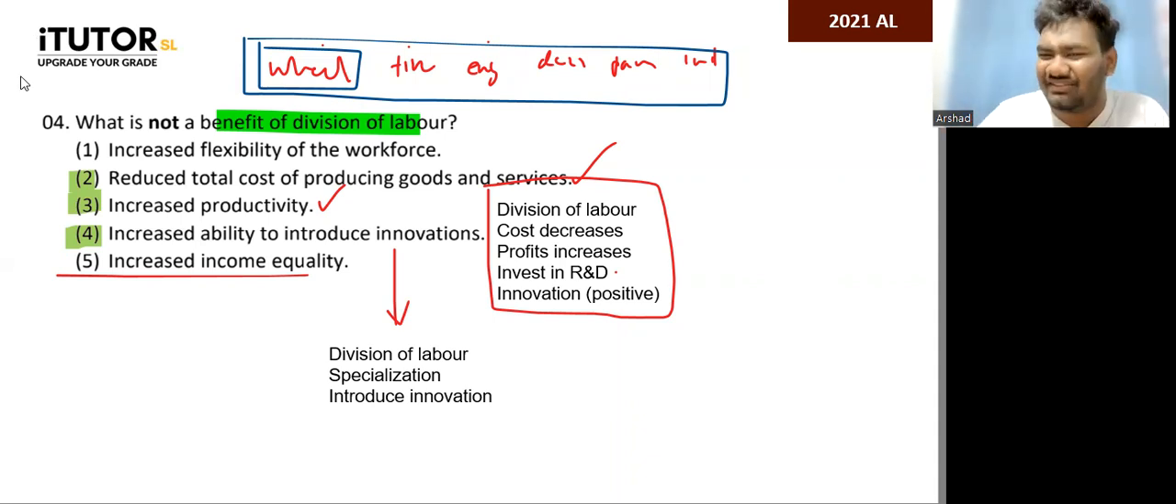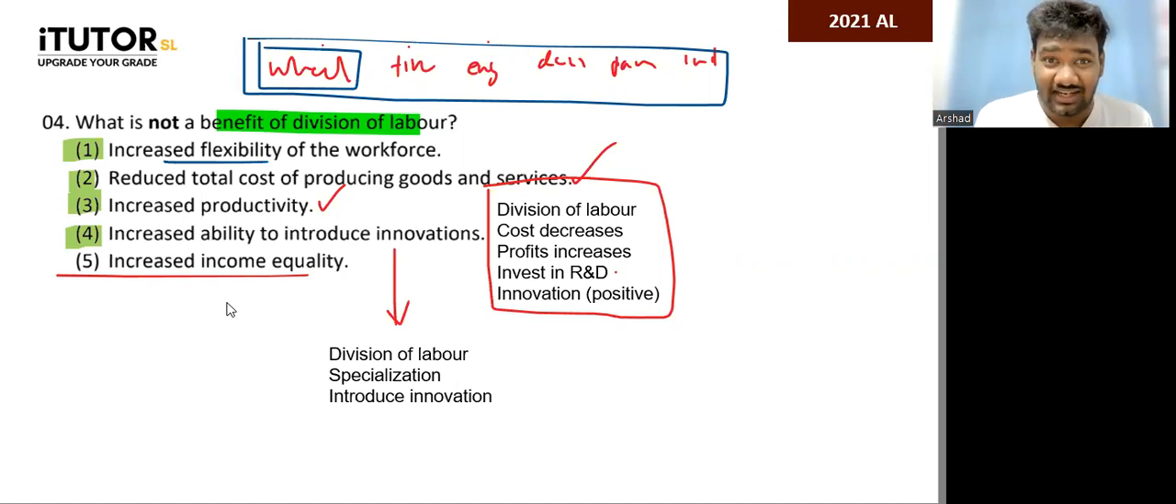You can argue it that way, but I don't feel it's a very valid point. But maybe that is what the examiner actually thought. We don't know what the examiner thought. So maybe the examiner thought, okay, that way there is high flexibility. It doesn't take time to train all these people. You have to only train them in a small part. So the examiner went with this. And then the examiner said, okay, increased income equality is not really a benefit of division of labor. So I will go with that. Is that fine, guys? It's a little bit of a tricky MCQ.